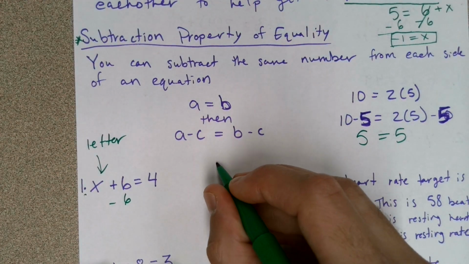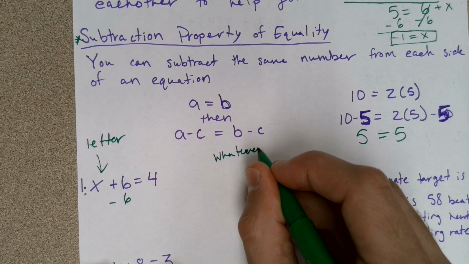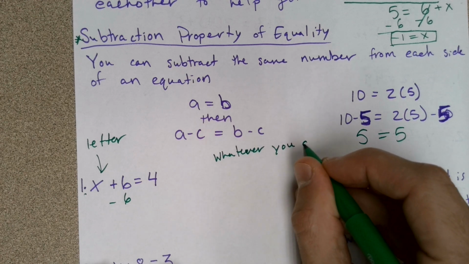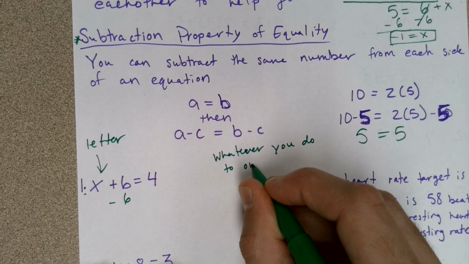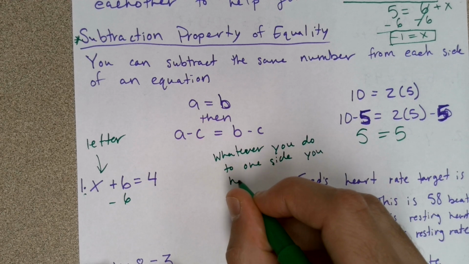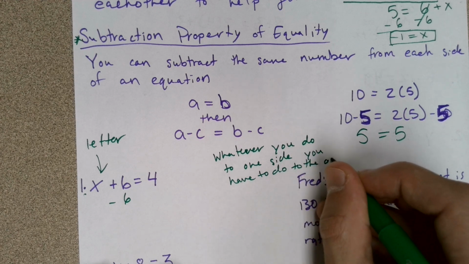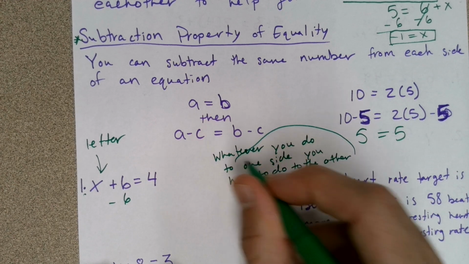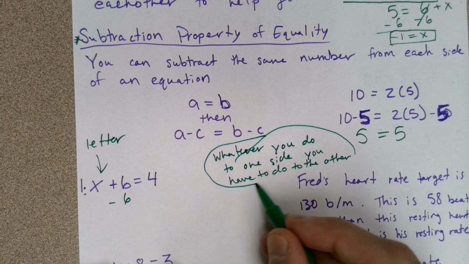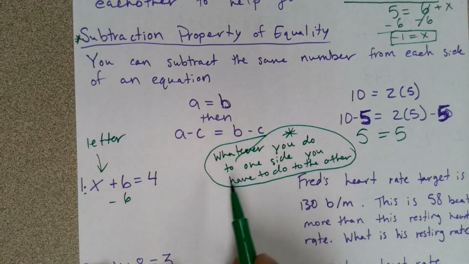I might even write that down. Whatever you do to one side, you have to do to the other. I think that's something that you should get in your notes. Oh no, I just drew right through it. There you go. Super important. Whatever you do to one side, you have to do to the other.